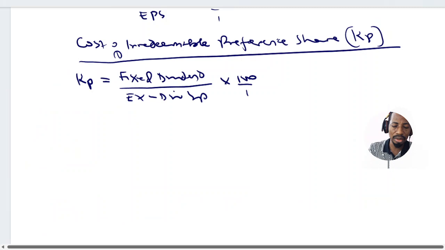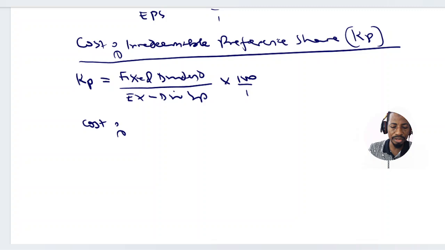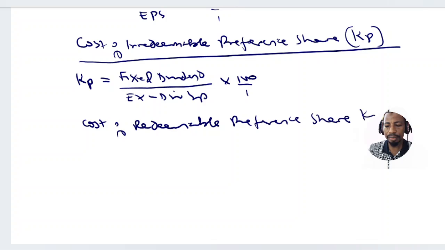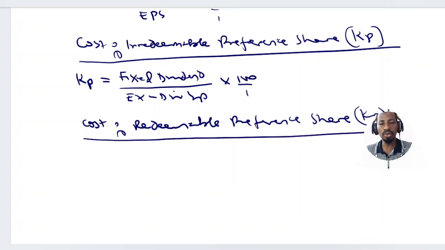So let's talk about the cost of redeemable preference share. A redeemable preference share is one in which the company will pay the annual fixed dividend and the principal at the redemption date. So the cost of redeemable preference share is computed similar to the way internal rate of return is computed.